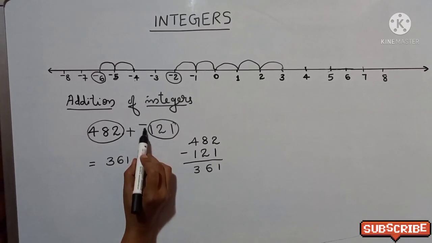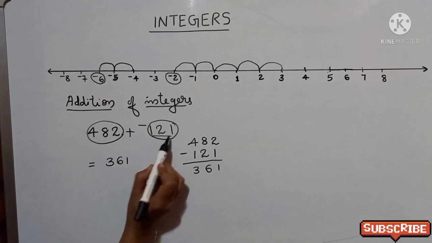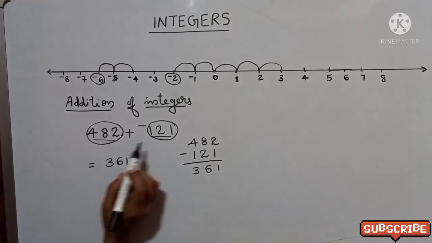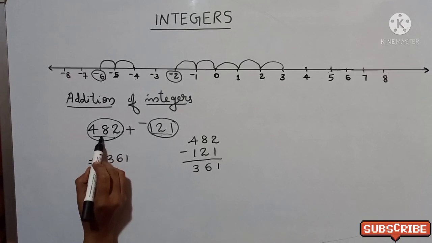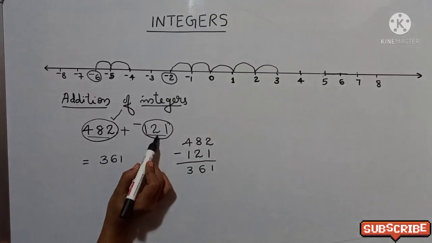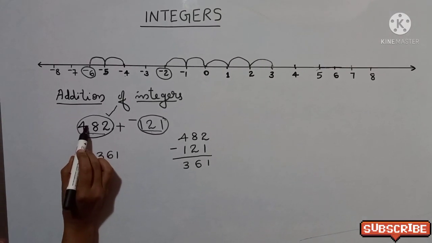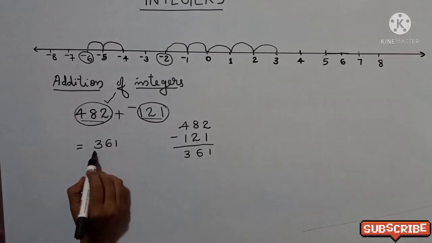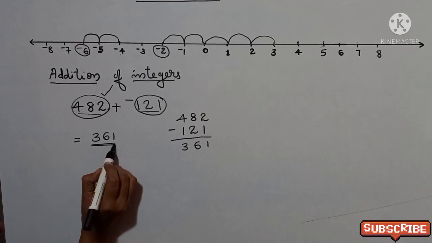Here it is negative 121. Here it is 121. Here it is 482. Which is larger, 121 or 482? Definitely 482 is larger than 121. And it has the sign positive plus 482. So this answer is positive 361.